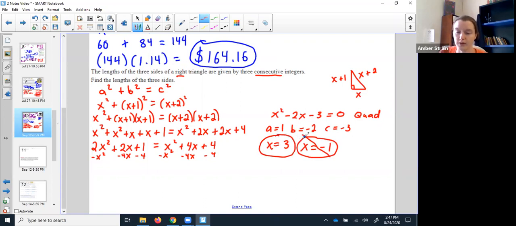Now, I'm not quite done. I found that x is 3. So that means that the next bigger side would have been the 4. And last, the longest side would have been a 5. 3 consecutive integers.